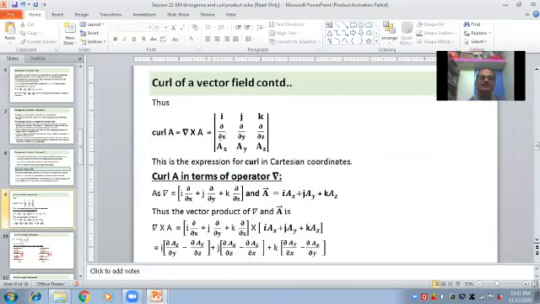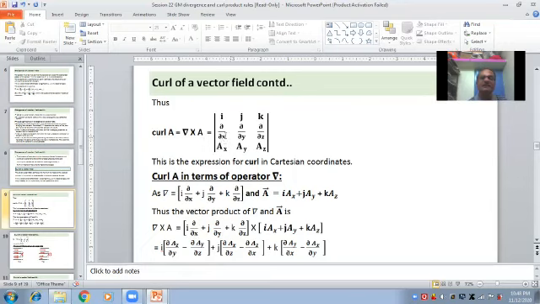So for example, I can show you how this first term comes here. So the first term dou Az by dou y minus dou Ay by dou z comes by omitting the first row and the first column.